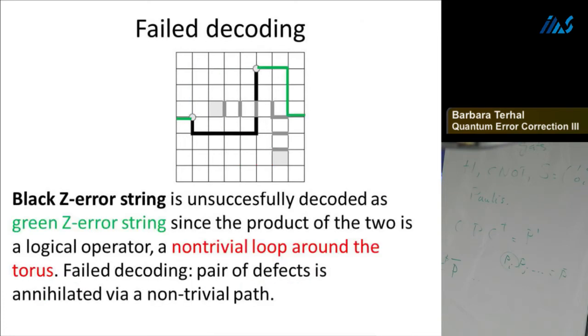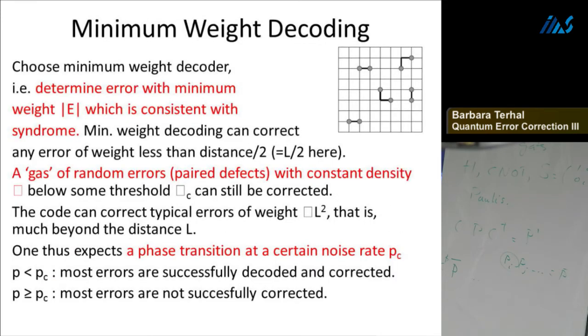And the bad decoding is, for example, this, where I have this error string all the way there, and instead of inferring an error that goes from there to there, I take the green error, and then it's clear that the product of these 2 errors is a non-trivial loop over the torus, and therefore I've inadvertently made a logical error. So you can also say that this pair of defects is annihilated by a non-trivial path.